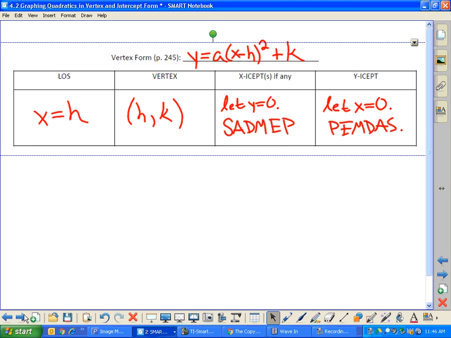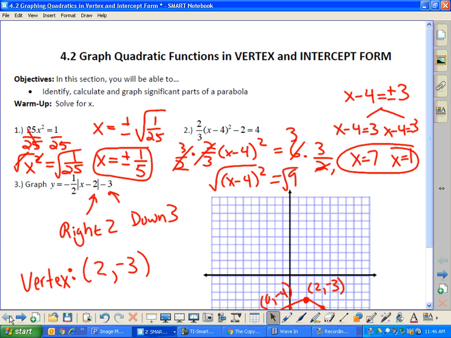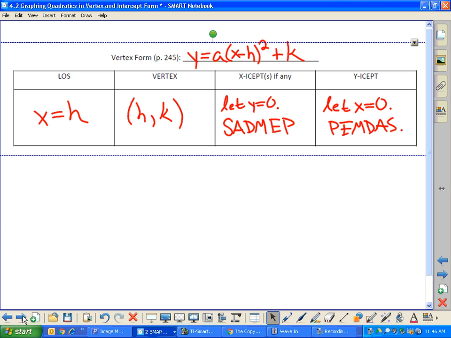To find your x-intercepts, again, you let y equal 0, and then you SADMEP. It's going to look a lot like problem number 2, where you solved by undoing. And then the y-intercept is different from yesterday. Yesterday, you just grabbed that c value and moved on with your day. Here, I can't grab the k value, because that's the y value from a vertex. So we literally have to let x equal 0 and then use PEMDAS to evaluate for y. So let's do this.